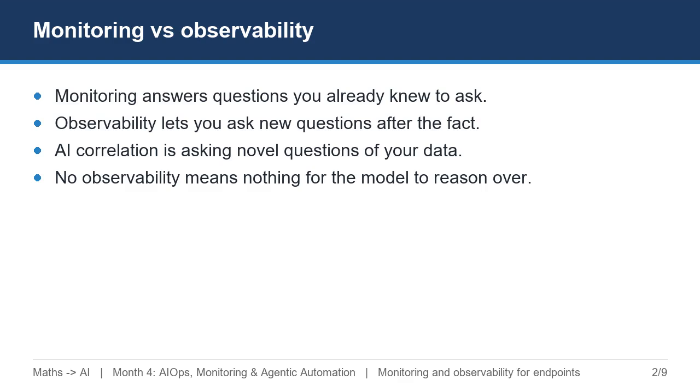Let's get the distinction clear. Monitoring answers questions you already knew to ask. Is CPU above 90%? Did the agent check in? Observability is broader. It means collecting telemetry rich enough that you can ask new questions after an incident, including ones you never anticipated. That matters for AIOps because AI correlation is exactly the act of asking novel questions of your data. Without observability, the model has nothing interesting to work with.